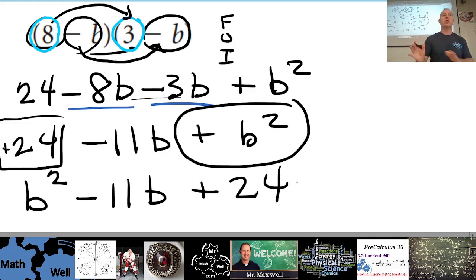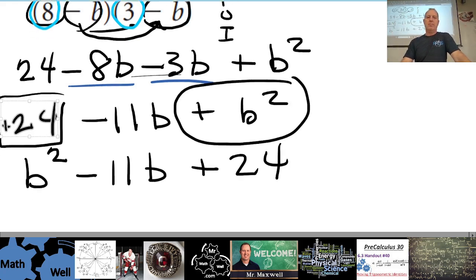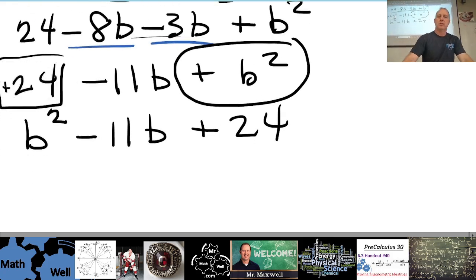If I want to change it around, it's just like I'm telling you the story, but I'm not going to start with the fact that I have $24 in my pocket. I'm going to tell you first that I have a positive banana squared, and that you owe me 11 bananas, and that I have 24 bucks in my pocket. So you can rearrange things around, just keep the signs that they have wherever they go with the numbers. Capiche?